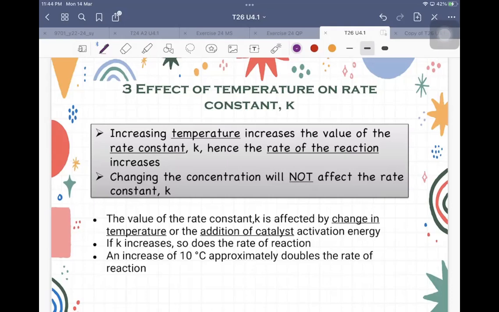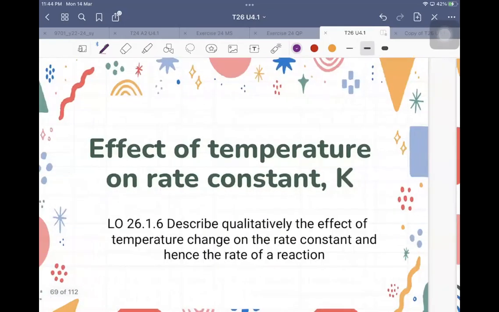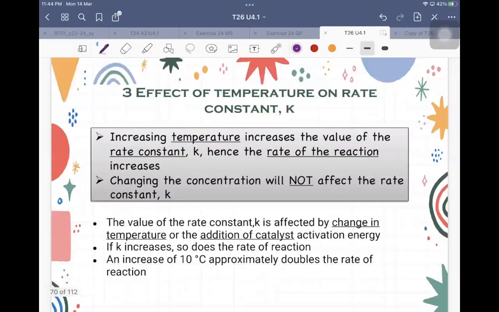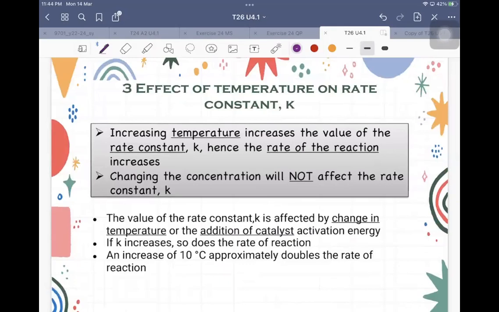An increase of 10 degrees Celsius approximately doubles the rate of reaction. You don't have to worry about that because you only have to understand qualitatively, so you don't have to quantify. Okay, so that is all for today.